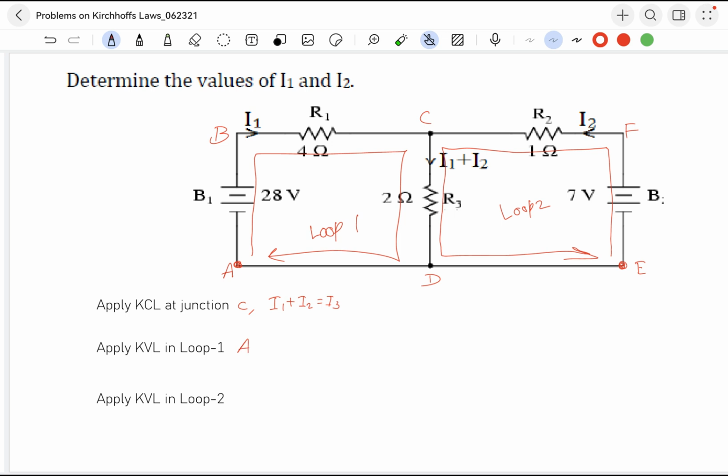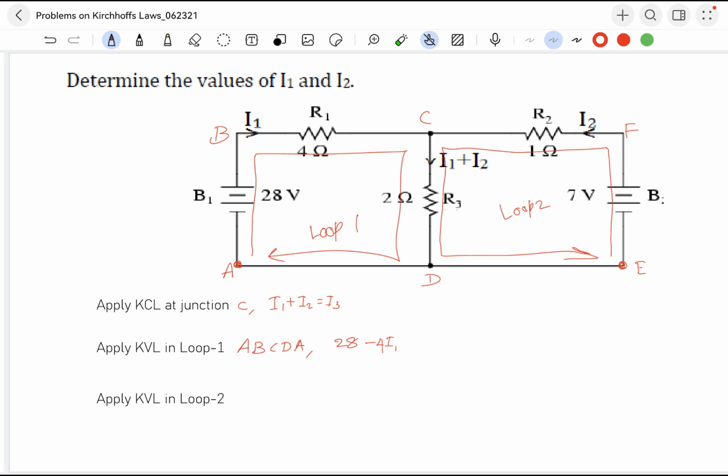Let's take loop 1. What is loop 1? A, B, C, D, A. Are you ready? Come on, move from A to B. What is happening? Low potential to high potential. So low to high through the battery, it's positive, so 28. Then B to C, resistance is there, so we have to look at the current direction. In the same direction means voltage drop. V equals IR, so minus I1 multiplied by the resistance of 4 ohms, 4I1.